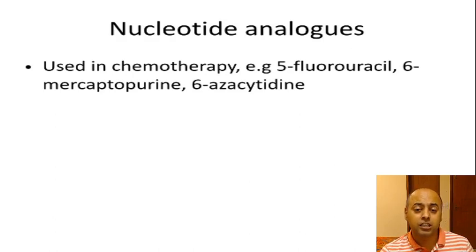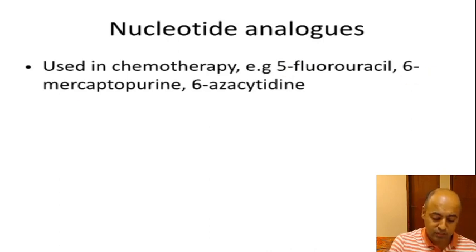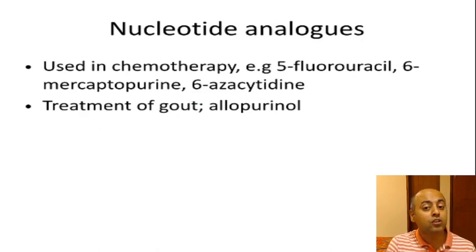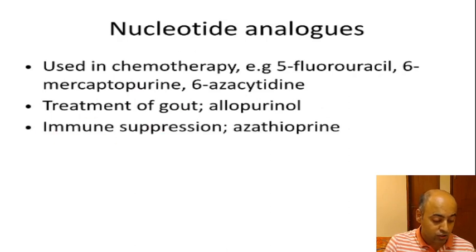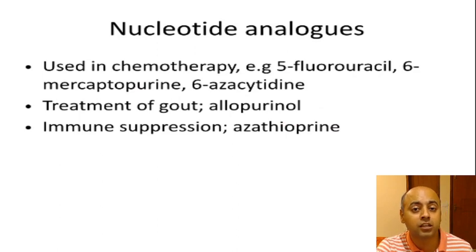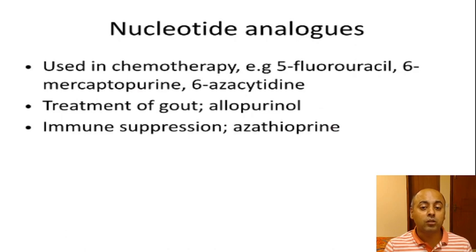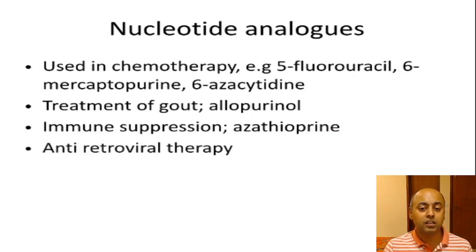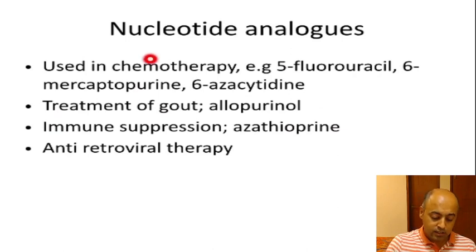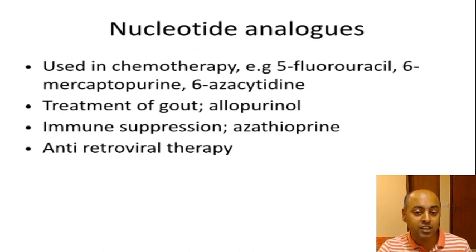For example, in chemotherapy, we are using 5-fluorouracil, we are using 6-mercaptopurine, we are using 6-cytidine. All of these are used in chemotherapy. Then, for the treatment of gout, for the longest time, we have made use of allopurinol, which is also a nucleotide analog. Then, for immune suppression, nowadays, we are using azathioprine. When you are doing, let's say, an organ transplant, then you need to carry out immune suppression. Then we are commonly using this molecule, azathioprine. And for antiretroviral therapy, the nucleoside reverse transcriptase inhibitors and the nucleotide reverse transcriptase inhibitors for the treatment of HIV infection are also nucleoside and nucleotide derivatives. So these are some examples where the modified nucleotides are used in management of a large number of clinical conditions.